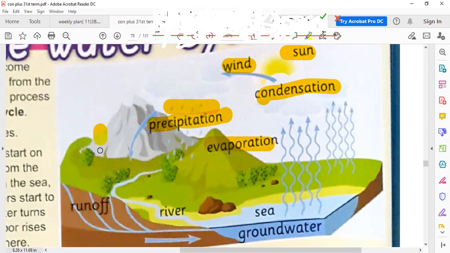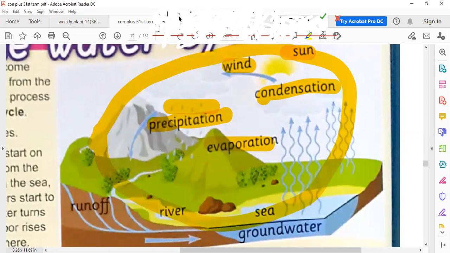And sun. This is the cycle. If you can say it, raise your hand. Okay. Teacher, I can say it. How can I know if you don't raise your hand? Okay, Omar, start.